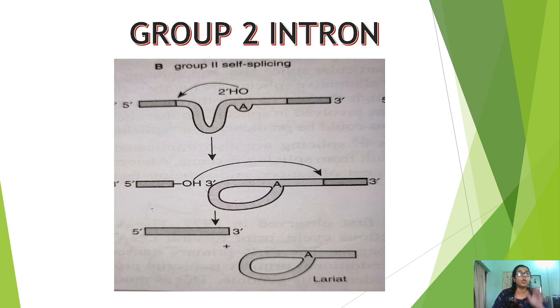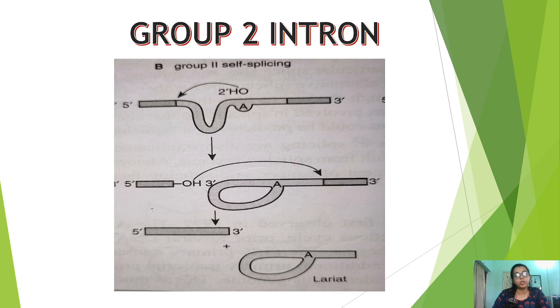What do we mean by lariat? Lariat means a rope-like structure. You can see this is a rope-like structure. From here it is detached. Now this overhanging region will join to the branch point. Now you can see how it is formed. It is like a loop-like structure or a rope-like structure. The intron is present, and here the 3' OH will be formed.